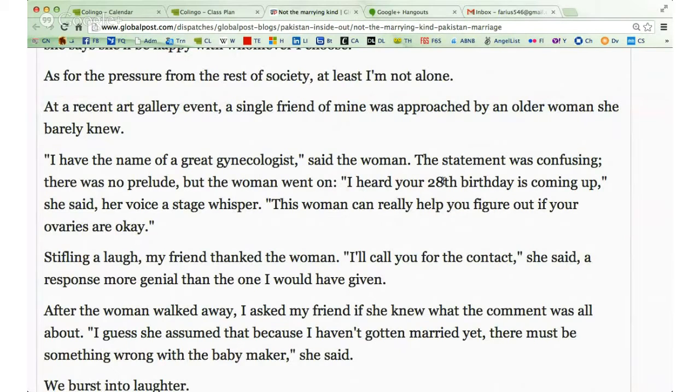"'I heard your 28th birthday is coming up,' she said, her voice a stage whisper. 'This woman can really help you figure out if your ovaries are okay.' Stifling a laugh, my friend thanked the woman. 'I'll call you for the contact,' she said, a response more genial than the one I would have given."